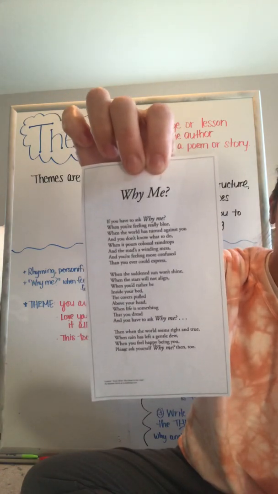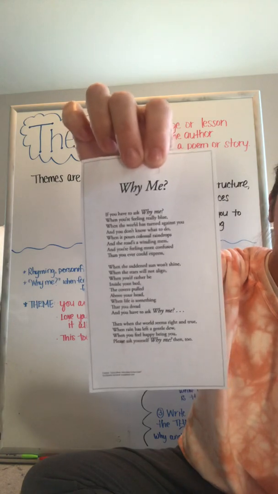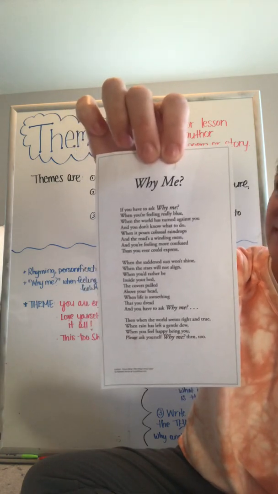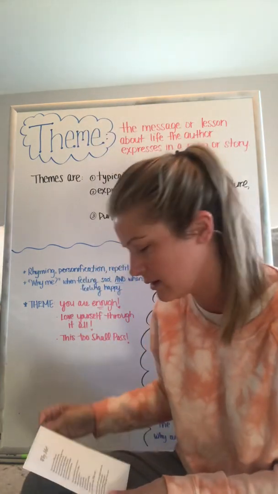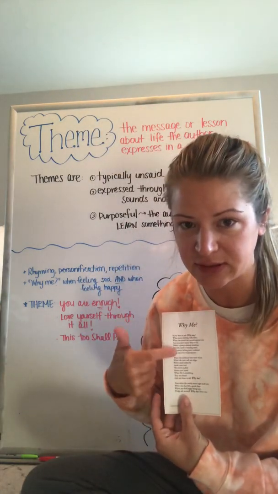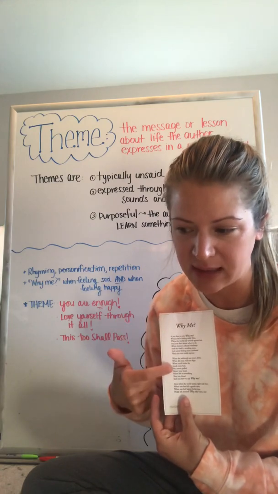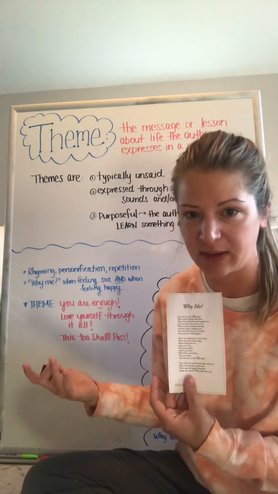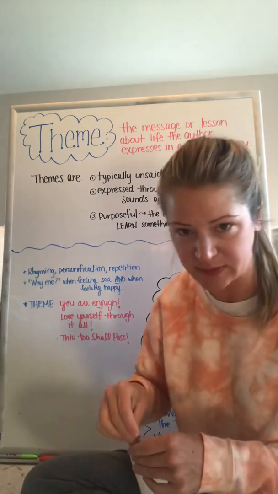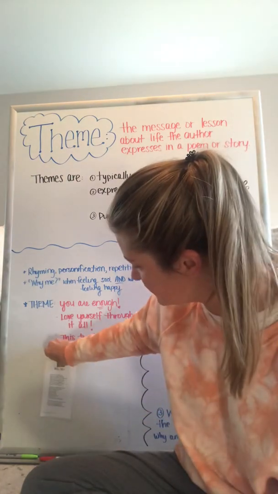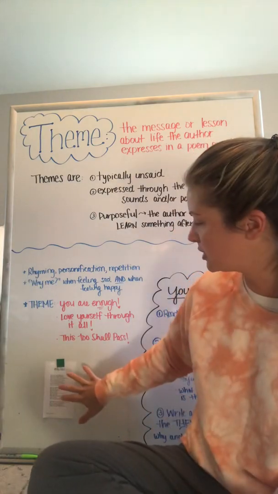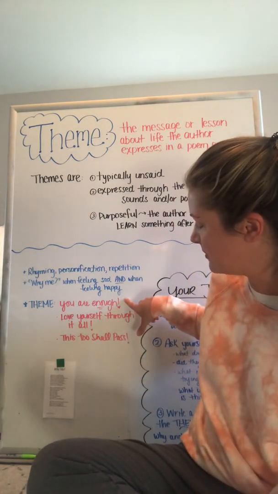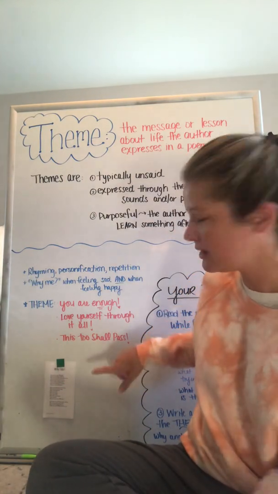So the author is asking you to ask yourself the question, why me? And it's why me based on the emotions that we feel. So in the beginning, the author is describing sadness and dread, and in the end, he's describing happy feelings. So we all know that we sometimes feel feelings of sadness on some days and feelings of happiness on other days. So to go along with that, I think that the theme could be one of three things.